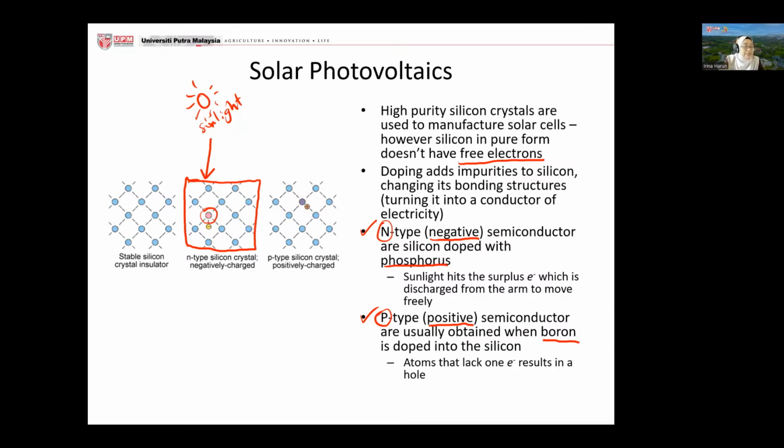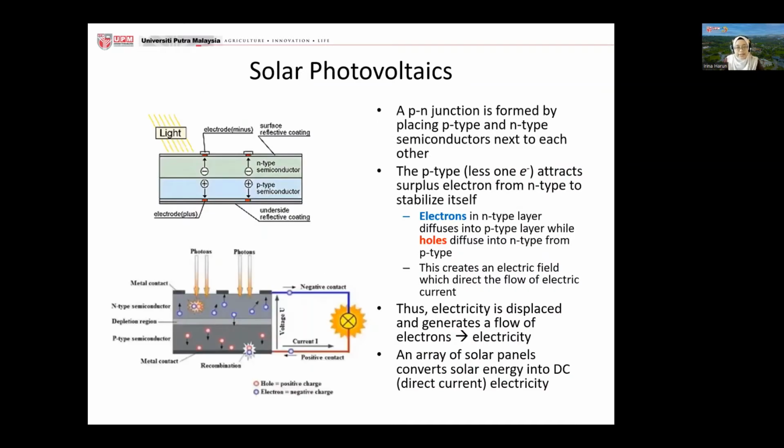In the same situation, with the P-type, this atom actually lacks one electron. And when something is lacking in something, it creates what? It creates a gap, it creates a hole. So in this case, a P-type will have a lot of holes. Imagine here, there's a lot of free electrons. Another one, there's a lot of holes. So what's going to happen? We see that here actually.